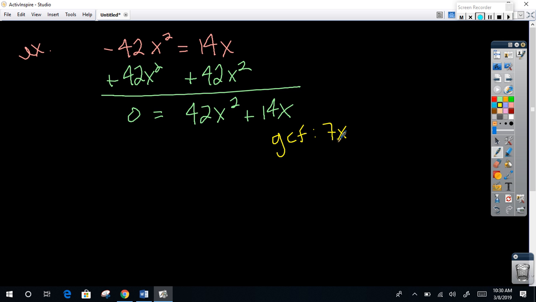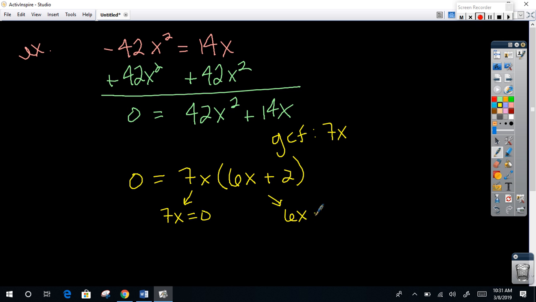Okay. When you take 7x out, what do you have? 6x plus 2. Am I done? No. That's right. You got to do the 0 thing. This means that 7x is 0, or 6x plus 2 is 0. I'll give you a second and you try to solve that. Let's see what you get. Don't look up. I'm going to do it too so you can check when you're done.